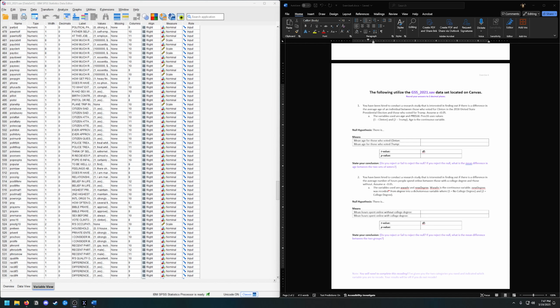So, for example, you could look at the average income between men and women, right? That would be, you have your two groups, and then you would have a continuous variable where you're able to calculate the average. So, just as a general example.